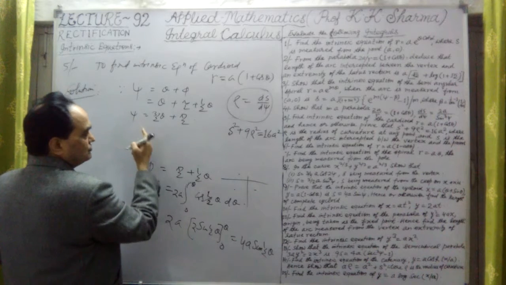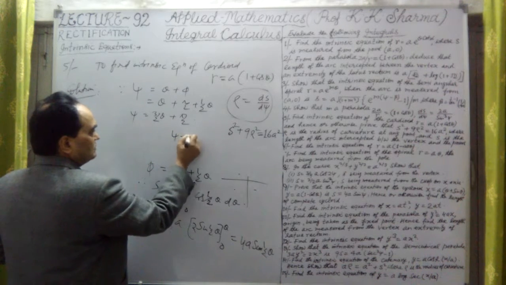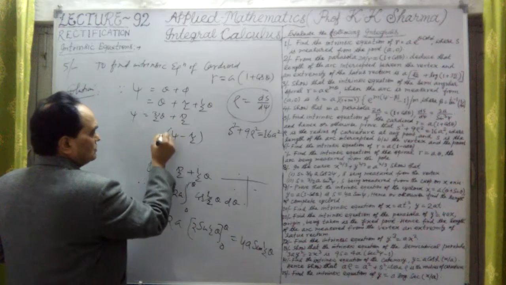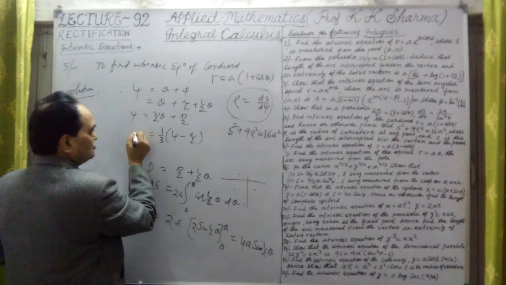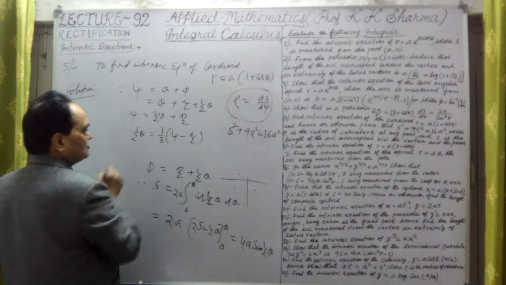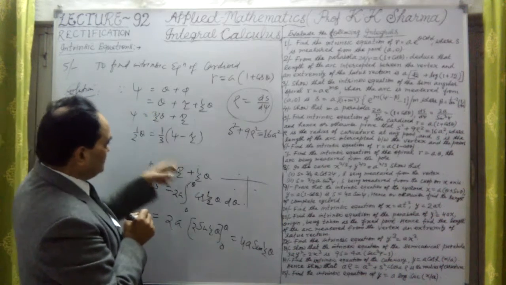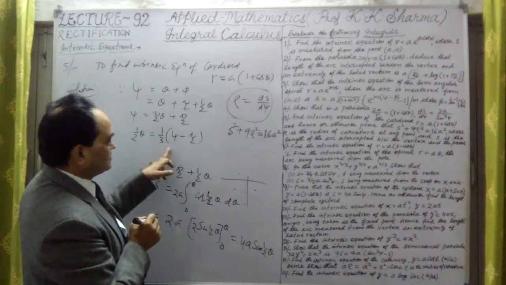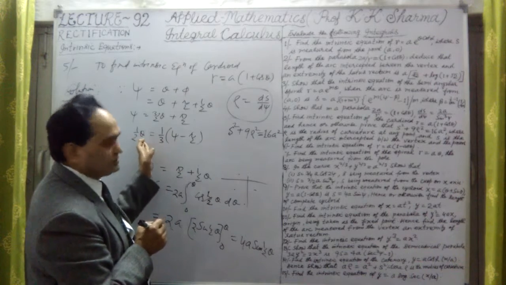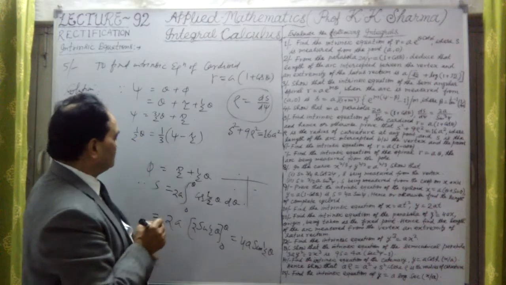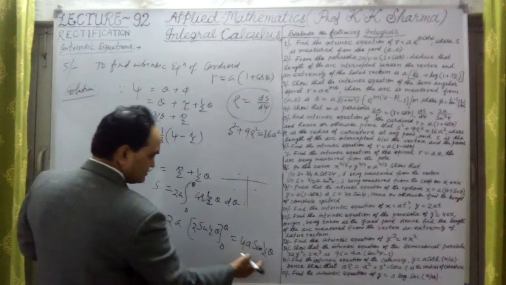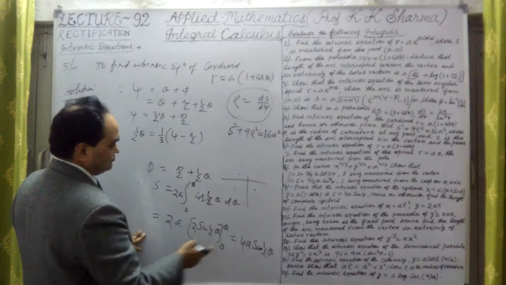If I take pi by 2 to that side, it will be (psi minus pi by 2) upon 3 equal to half theta. Try to understand. This upon 3 is taken from this. This is the value of half theta. Now we can replace this theta with psi minus this value.